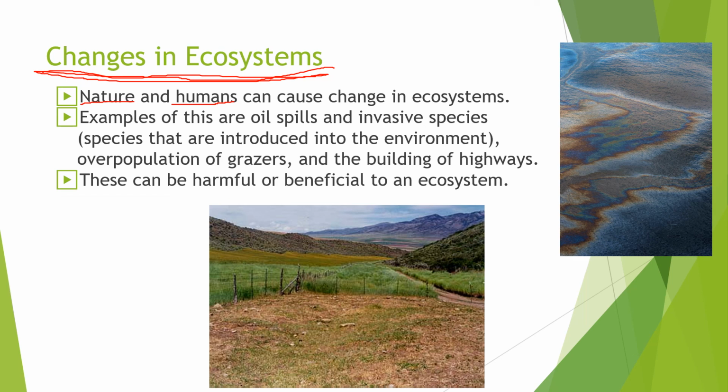Examples of this are oil spills. Okay, you can see in this picture here, that kind of murky looking water or like the colorful water, that's actually oil floating through the ocean. Many years ago, there was a big oil spill. I can't remember the year exactly, but there was a big oil spill in the Gulf of Mexico. Killed a lot of plants and animals living along the coast there. Caused a lot of problems within the Gulf of Mexico ecosystem.